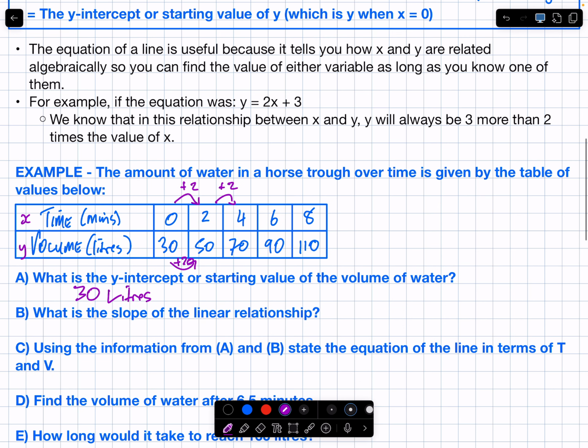And we just established that the slope is the y step, which you just told me was plus 20, over the x step, which was plus 2. What's 20 divided by 2? 10. So the slope is just 10.